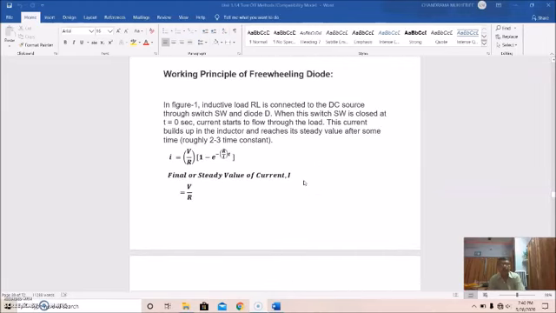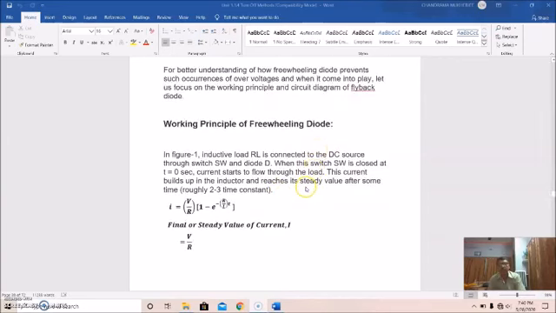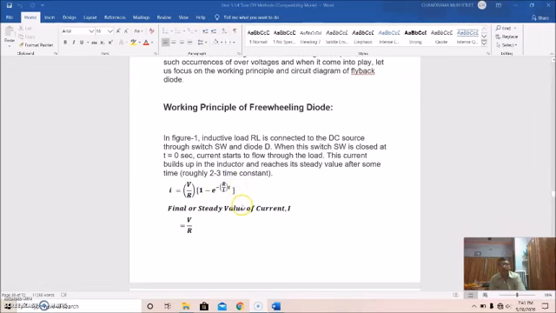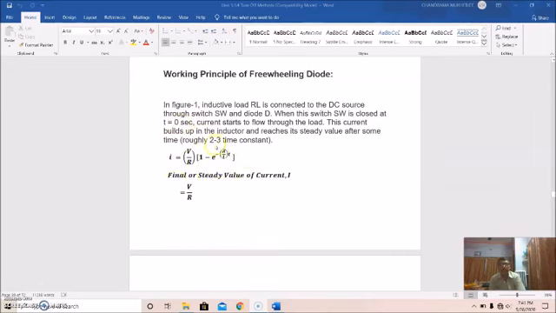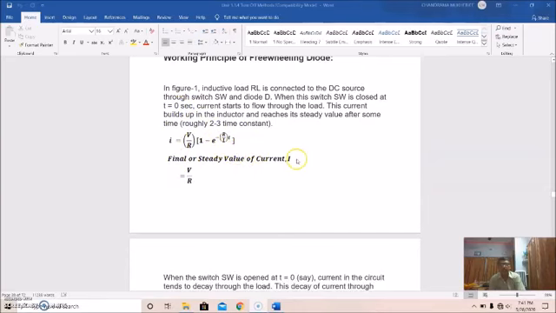Now current builds up in the inductor and reaches its steady value after some time, every 2-3 time constants. That is, i equals V by R into 1 minus e to the power minus t over the time constant, where the time constant is L by R. So the final steady value will be V by R, and this part will exponentially decay.